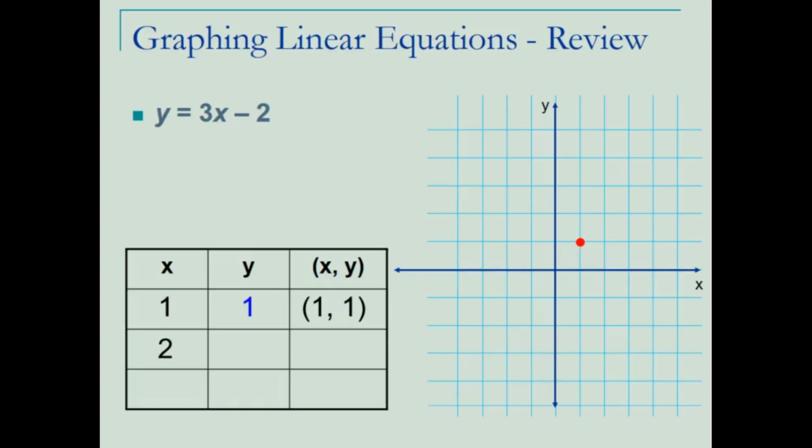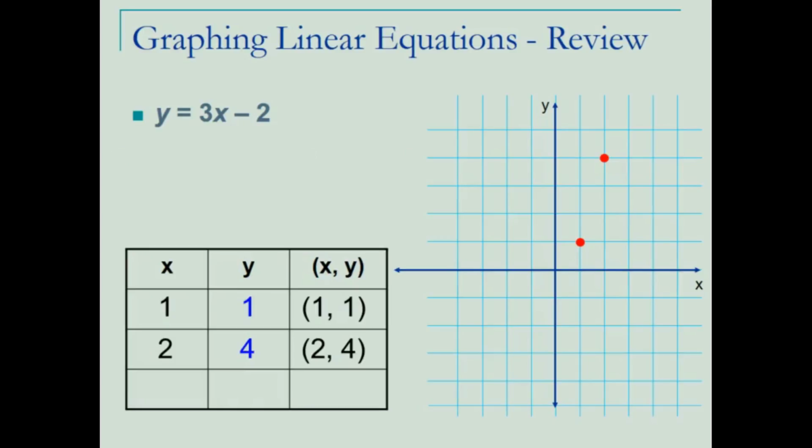Picking another value for x, let x say equal 2, replacing x in the equation with 2, multiplying and then subtracting results in a value of 4 for y. So we have the ordered pair 2, 4, and we will plot that.